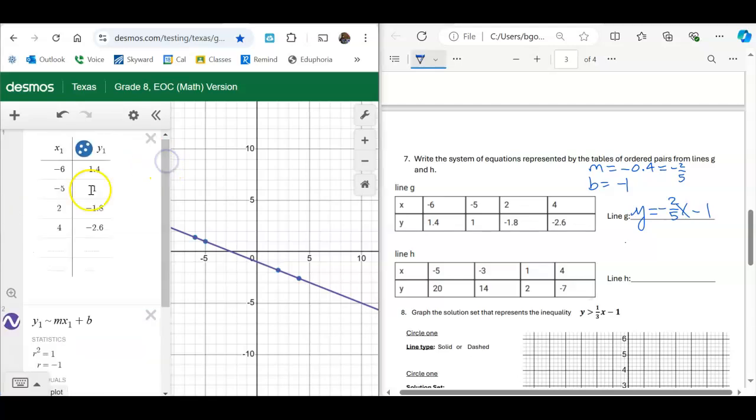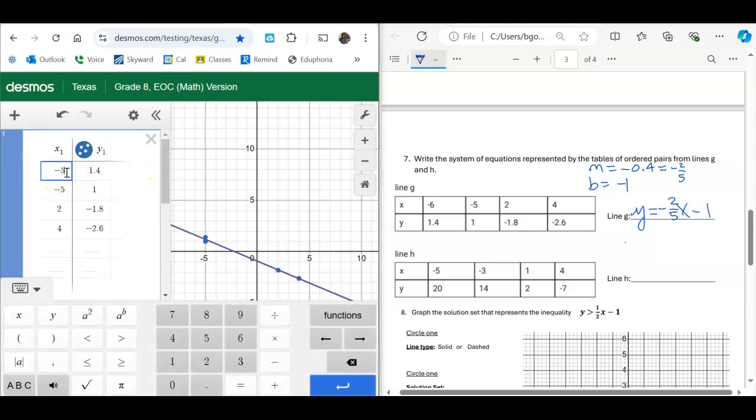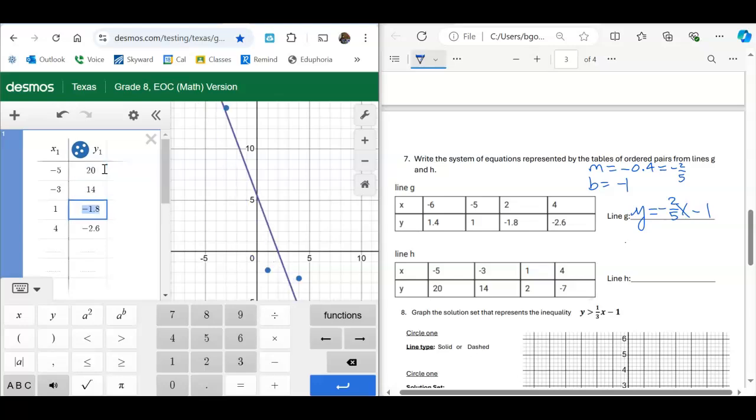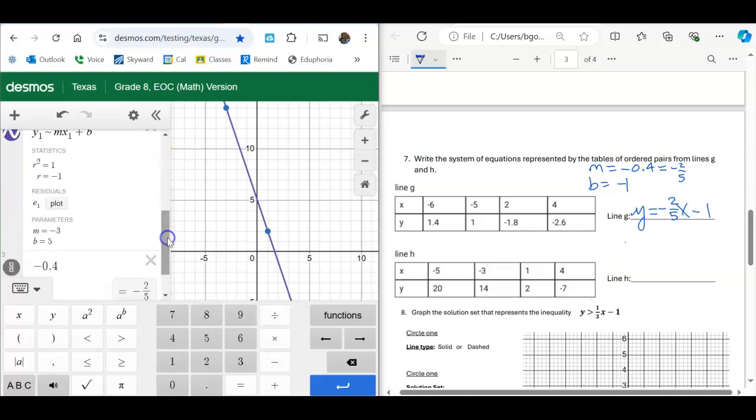All right, and then let's type in the second table. Oops. All right, so the x. All right. So we got m is negative 3. And then b.